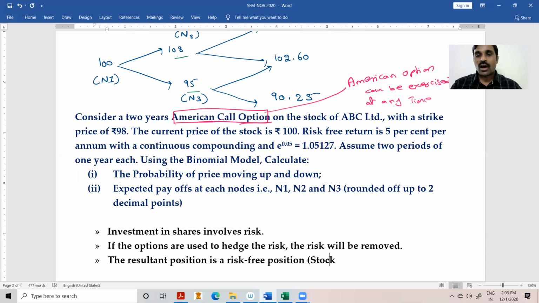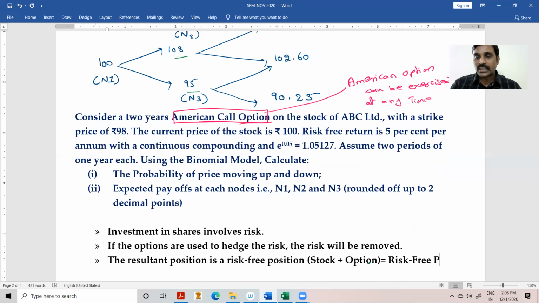That means stock plus option is equal to risk-free investment. That is what we are saying. As simple as that. Sir, it is a share, it involves a lot of risk. Yes, we are combining it with option hedging. With the option hedging, whatever the risk is there, we are removing it here. Therefore, we'll end up with a risk-free position. That is the concept we have to understand: stock plus option is equal to a risk-free position.